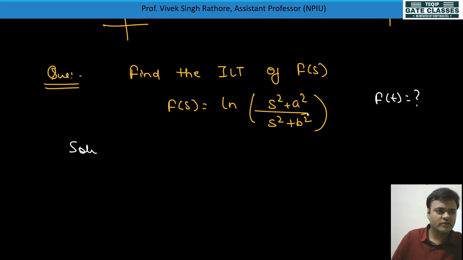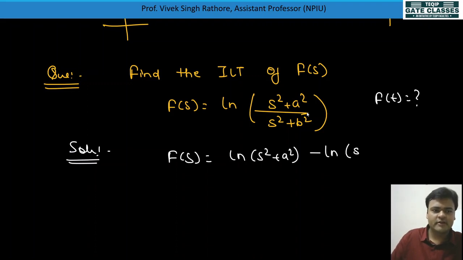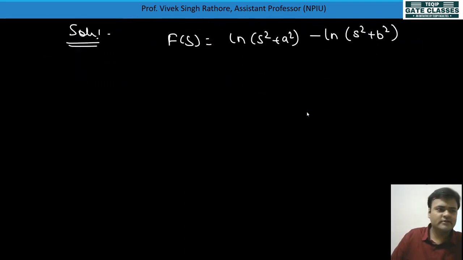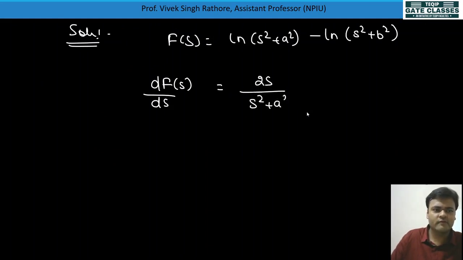So how will you do it? The approach is, first of all, pause the video and try by yourself, and then see the video. F of s can be written as ln(s square plus a square) minus ln(s square plus b square), since log a by b is equal to log a minus log b. Then if you differentiate, dF by ds, you will get 2s by s square plus a square minus 2s by s square plus b square.